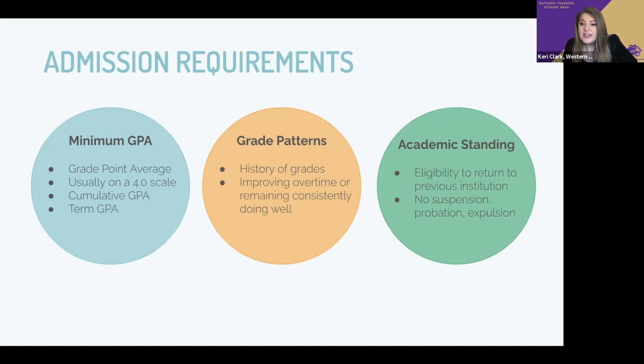Lastly, we'll take into account academic standing. This is just your eligibility to return to your previous institution. We want to make sure that you don't have suspension or probation. There are methods of admission in that regard. However, you want to make sure your academic standing is good, if at all possible.